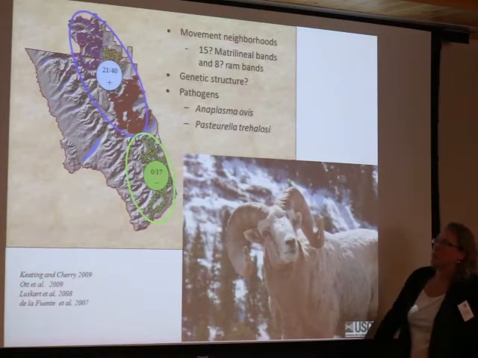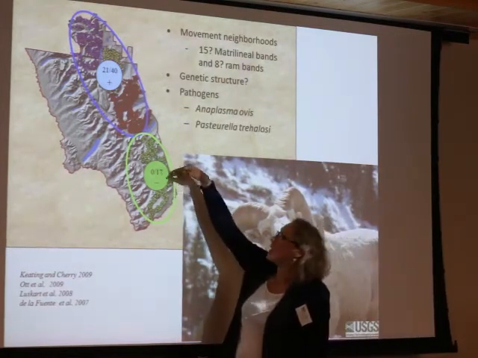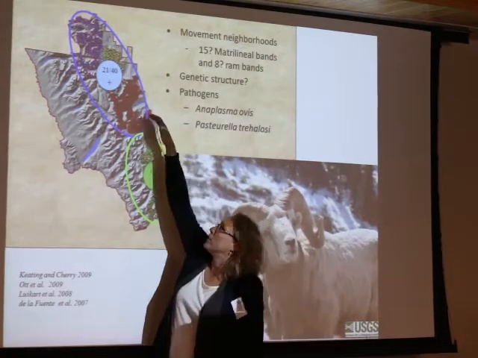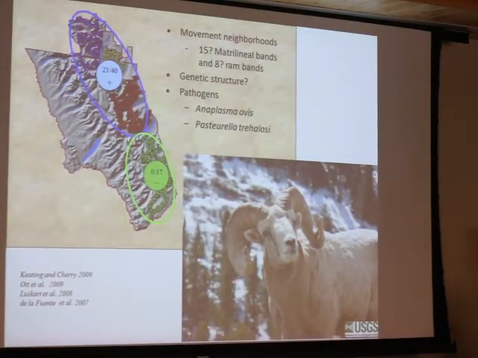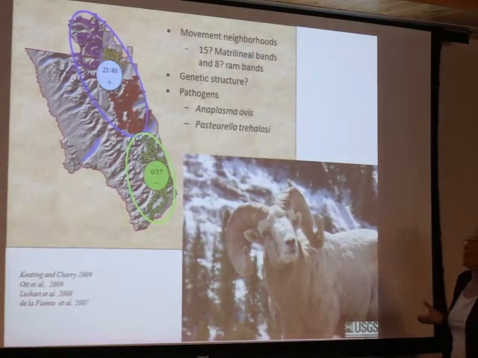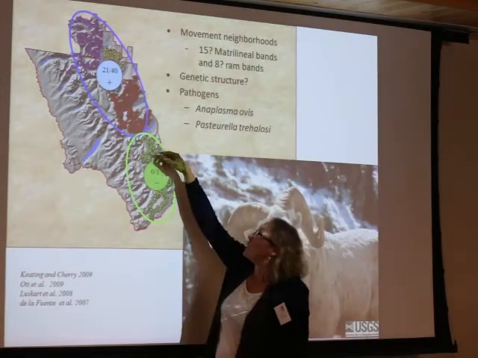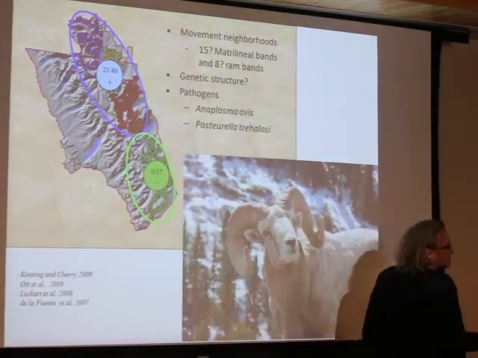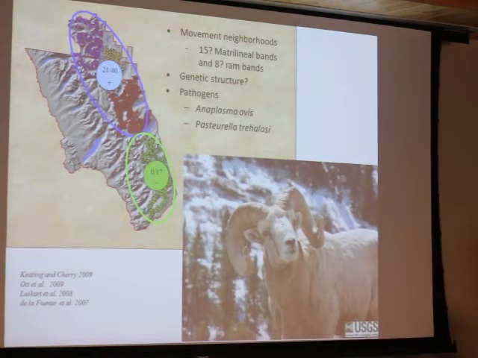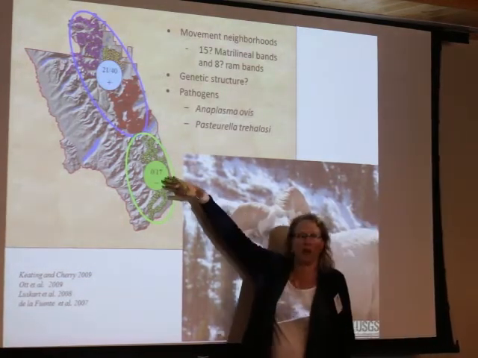Gordon contributed to some early work where we had a little bit of genetic data here and a little bit of genetic data up there and found genetic structure. We now have newer data that we can look at that with. And then we also have pathogen data, and this is one of the pathogens where it basically doesn't exist here, but it does exist here. And so this is important in terms of disease transmission. This one didn't make it down here.